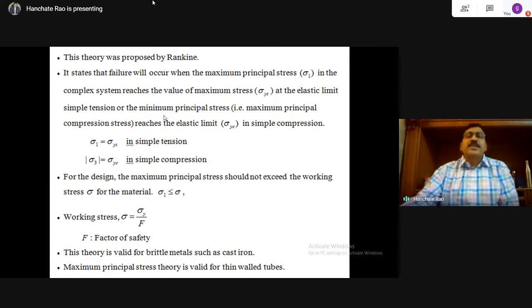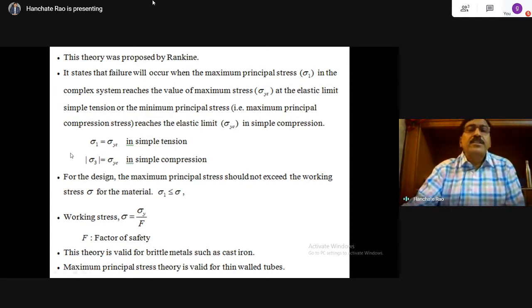So you can now write, in simple tension, the major principal stress sigma 1 is equal to sigma YT. Sigma YT is the material property, and sigma 1 is from the complex loading system. These two are compared. If sigma 1 is greater than sigma YT, failure will take place.